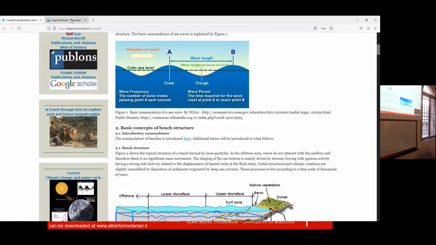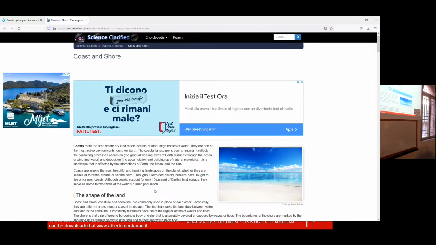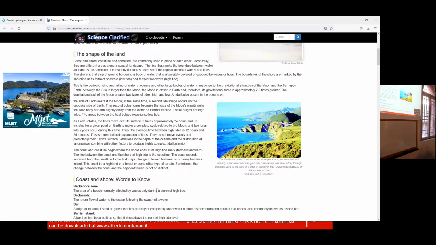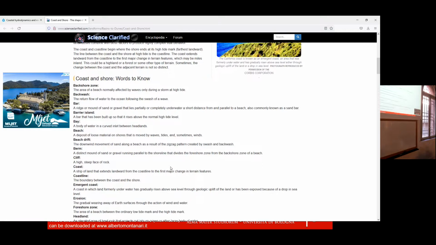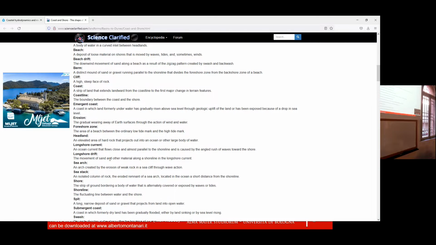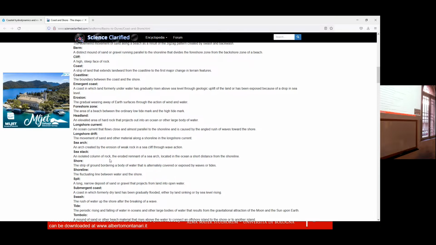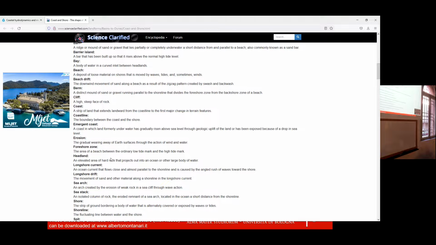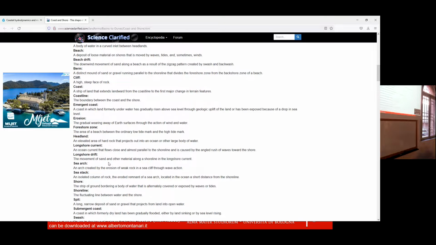So let's see this web page. I think it is useful because there is the introduction to many terms. You see here the beach is defined, the berm is defined. We will recall what a berm is in a moment. The coastline, and I think there is also, let's see, we talked about the fetch. I don't see it here. Let me see. No, it's not here.